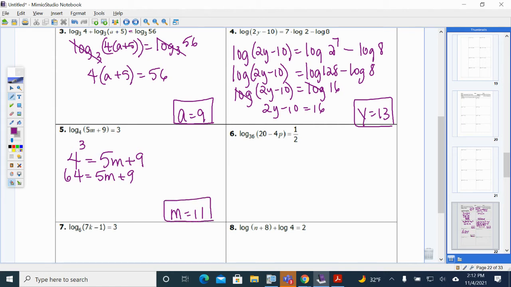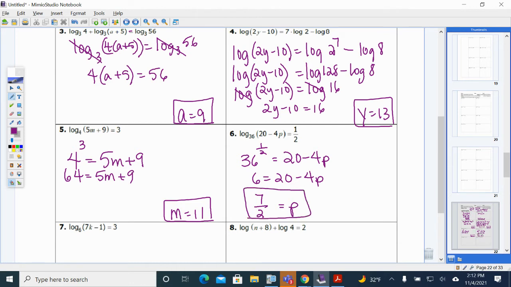Number 6 is very similar. Log base 36 of 20 minus 4p is equal to 1/2. There is only a log on one side, so we're going to change it to exponential. 36 to the 1/2 power is equal to 20 minus 4p. So 36 to the 1/2 power is the same thing as the square root. So the square root of 36 is 6 equals 20 minus 4p. Again, you're going to solve that, finish that in your notes. You should come down to p equals 7/2. And again, when you plug that in and check it, it does work.